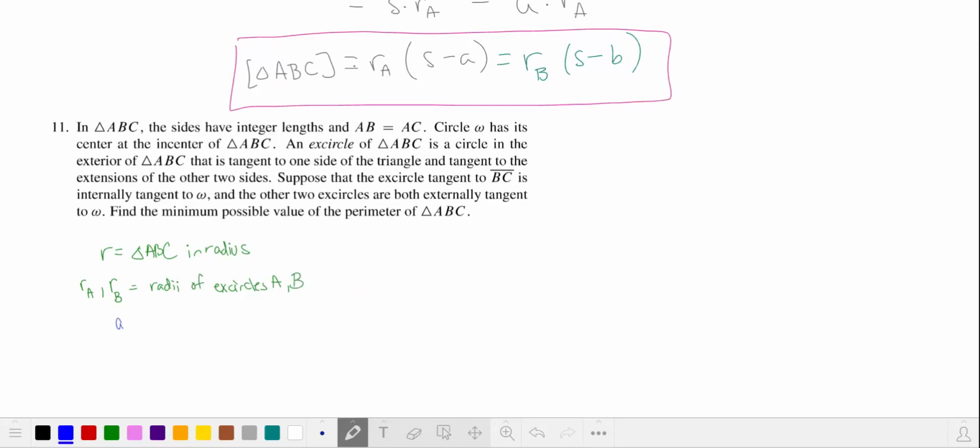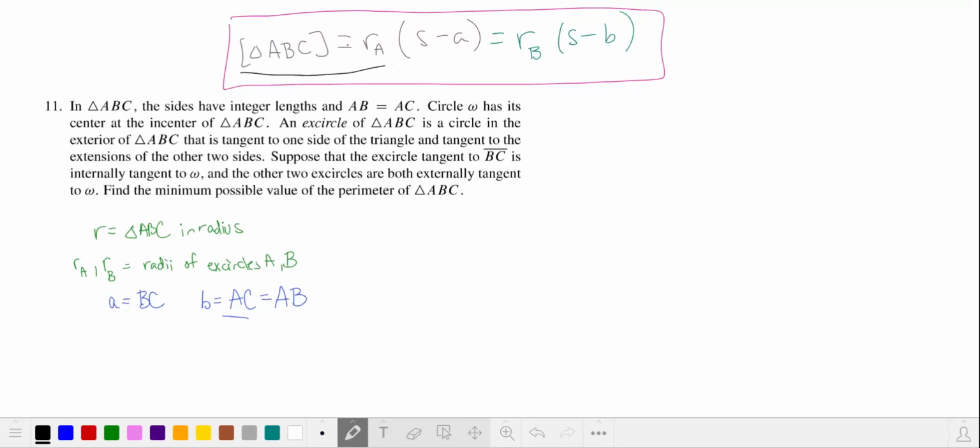In the usual way, we'll let lowercase a be the length of BC. So excircle A is going to be tangent to side BC. And because our triangle is isosceles, we'll let b be the length of AC and AB. AC will be the side that's tangent to excircle B.